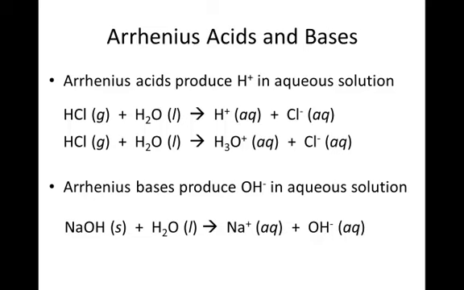Arrhenius acids obviously are ones that produce hydrogen ions in aqueous solution, and the two things to notice here are both the hydrogen ions and the fact that it has to happen in water. Now there's two reactions that are actually one and the same written right here. You'll notice in the first reaction we start with hydrochloric gas, or hydrogen chloride. We react it with water.